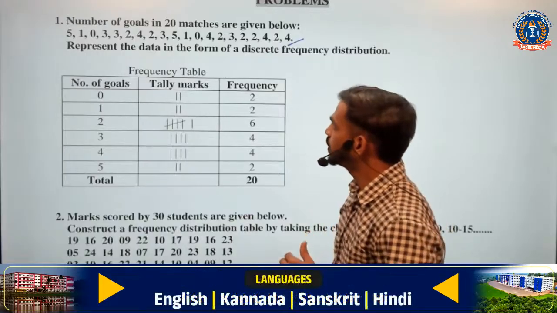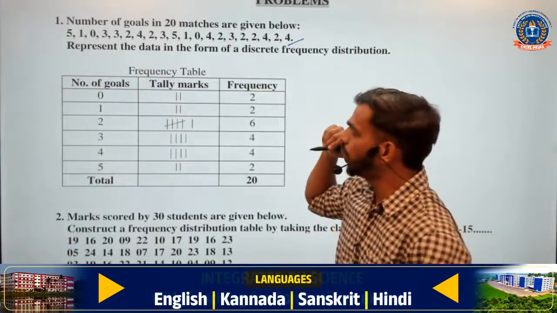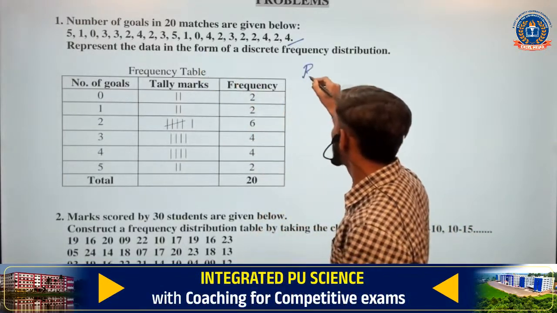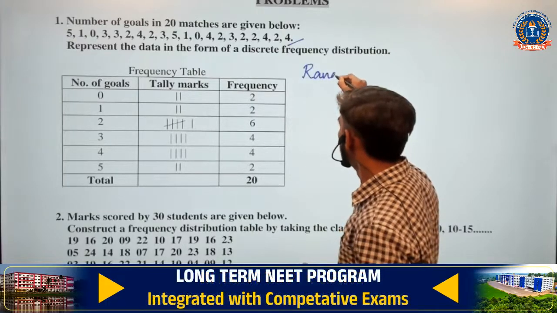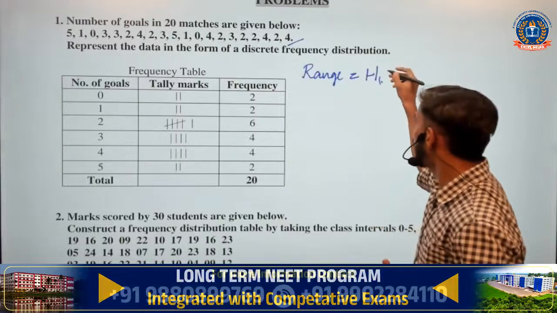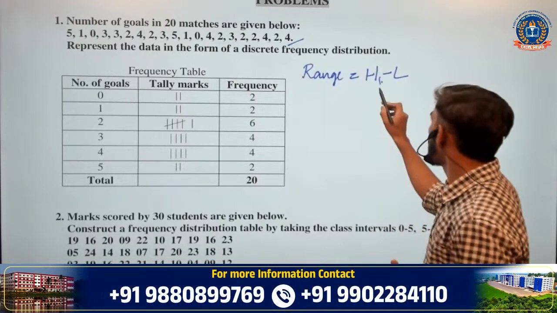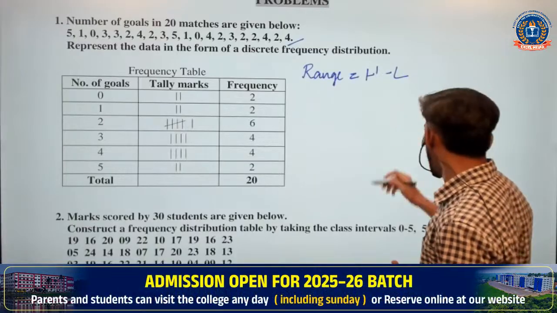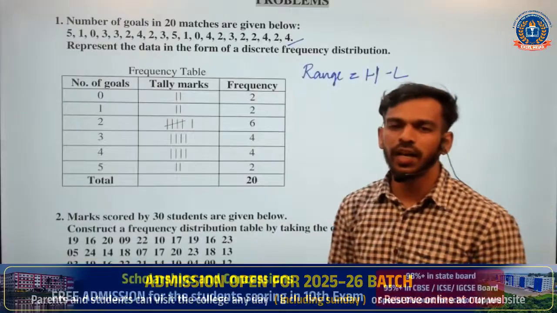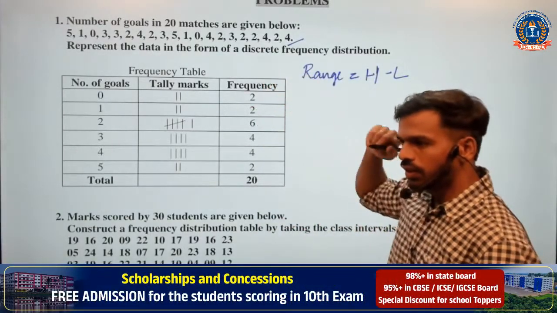Since the range, you can check the range, the highest value in this data is 5. We can calculate its range. Range is nothing but the difference between the highest and lowest value. Here we can notice the highest value.